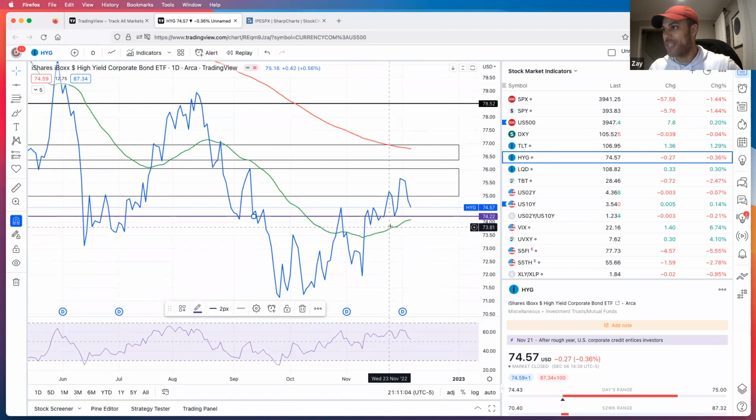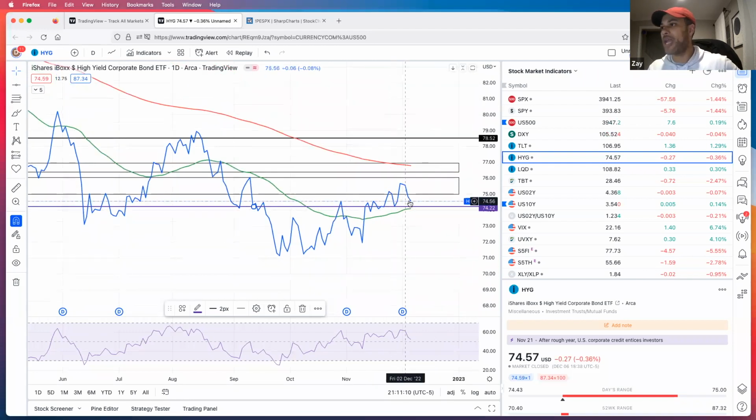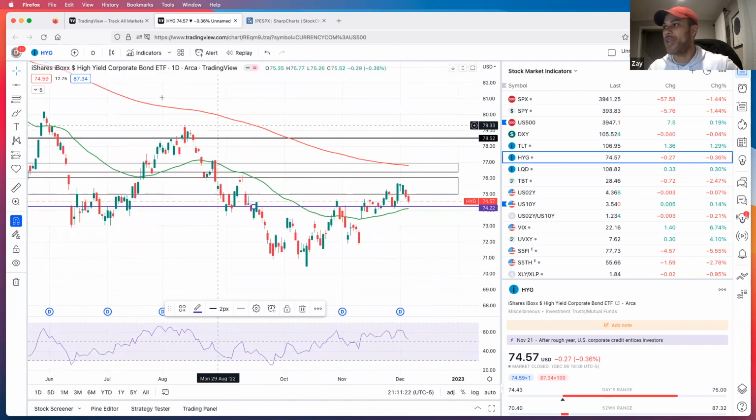As long as we don't break 74.22, then there's still a shot for this to turn around and keep going up. And then that could signal risk back on into the end of the year. But the way this is looking, it looks like we're going a little bit risk off ahead of PPI, CPI, and Powell and all of that, which is next week. So that's really the update on HYG, right?